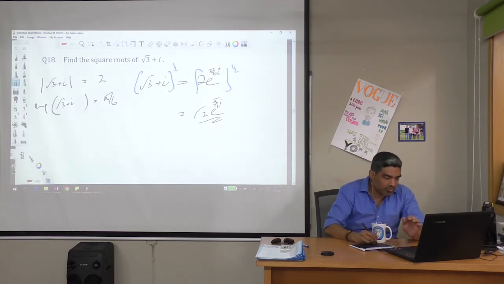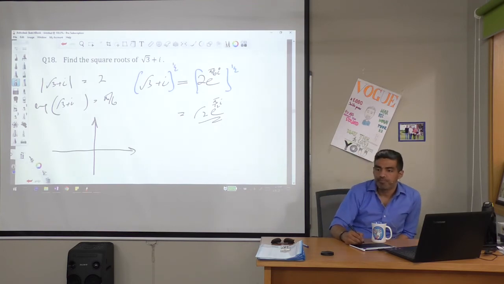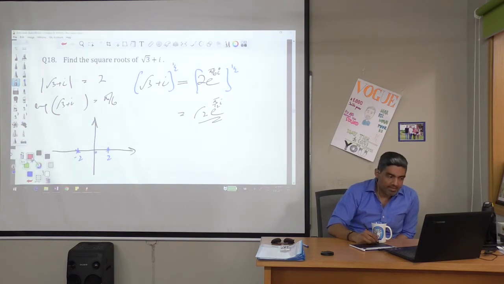Before we get to the other one, I just want you to realize something which you never realized, because it wasn't expressed this way. What is the square root of 4? Plus minus 2. The plus 2 comes here, minus 2 comes here. They are on opposite sides of the origin and symmetrically distributed around the origin, at an angle difference of pi. This is not a coincidence.